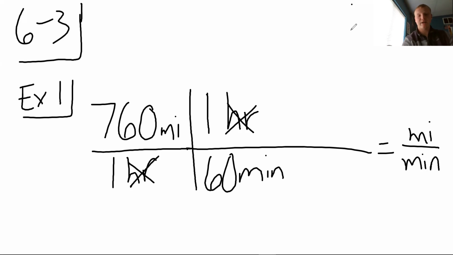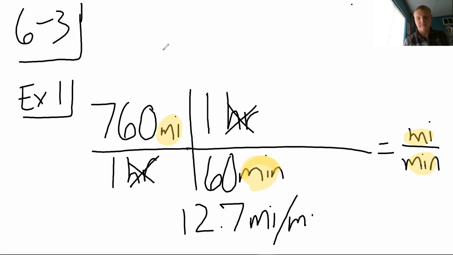And so I have my end goal right now of miles on top and minutes on bottom, just like I have over here. So now I can multiply straight across. I would do 760 times 1, which is just 760, and then 1 times 60, which is just 60. Then I would do 760 divided by 60, which if I compute that in my calculator, I would end up getting 12.7. And it would be 12.7 miles per minute.